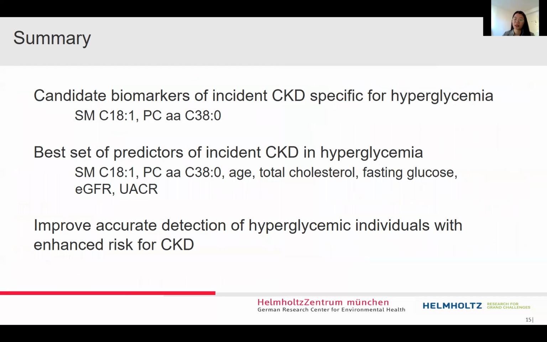In summary, we identified 2 candidate metabolite biomarkers and the best set of predictors for incident chronic kidney disease that are specific for individuals with prediabetes and type 2 diabetes. It might potentially improve accurate detection of hyperglycemic individuals with enhanced risk for chronic kidney disease.